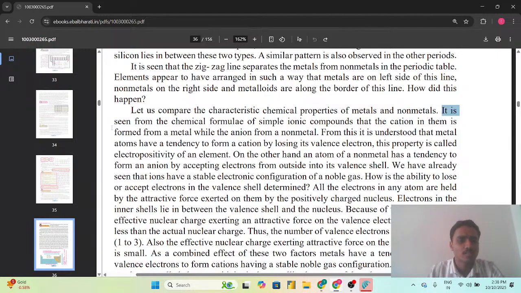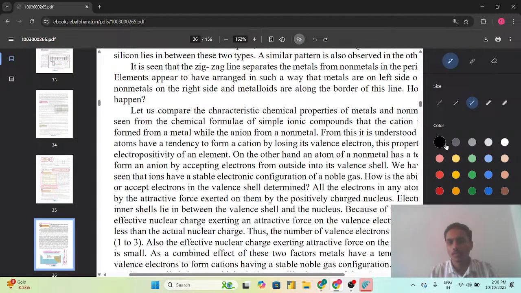So it is seen from the chemical formula of the simple ionic compounds that the cation in them is formed from a metal while the anion is from a non-metal. As we have studied in the previous standards, the cation carries the positive charge and the anion carries the negative charge. The cation is the positive charge present on the metal, and non-metals form the anion, due to which there is the formation of ionic compounds. We have studied two types of compounds basically: the ionic, and the covalent.